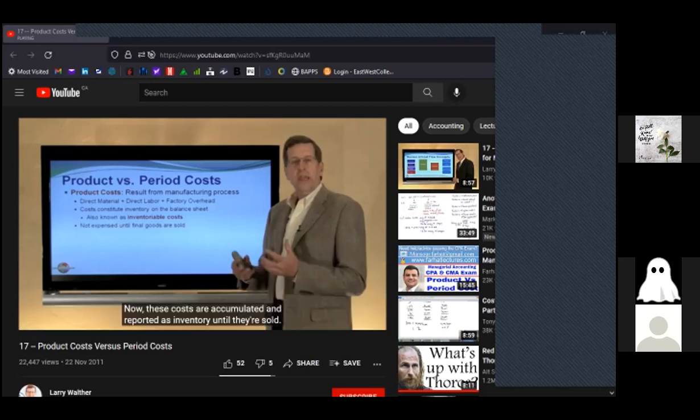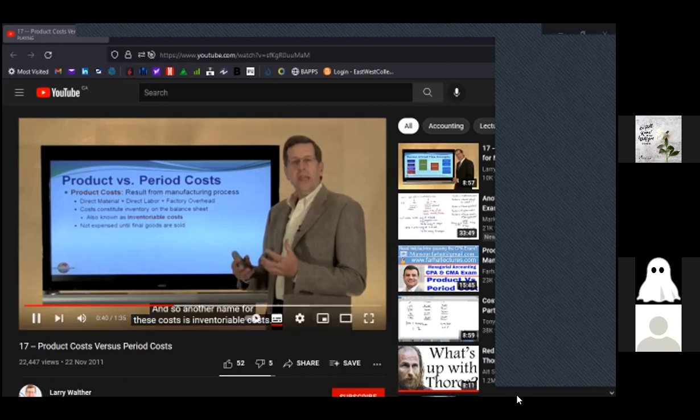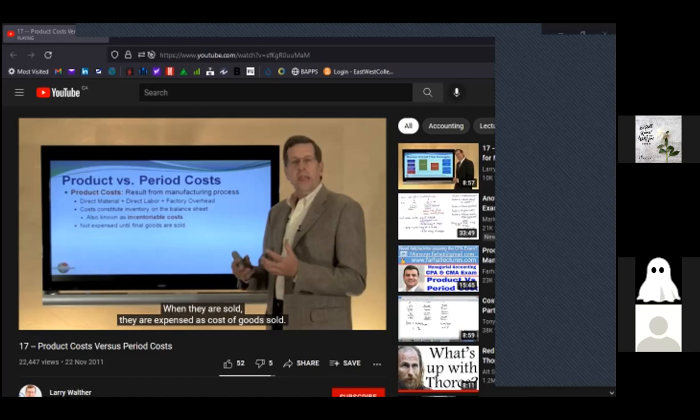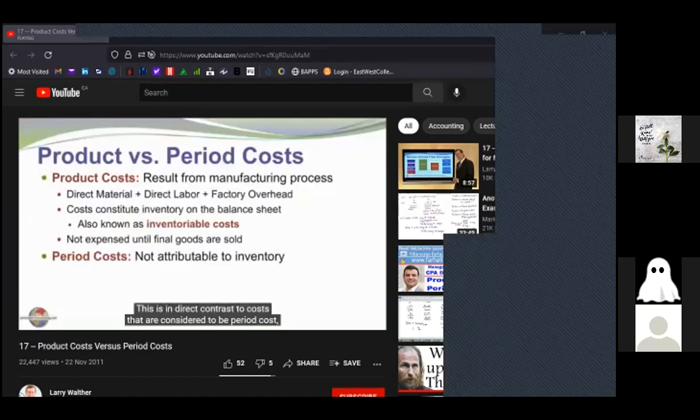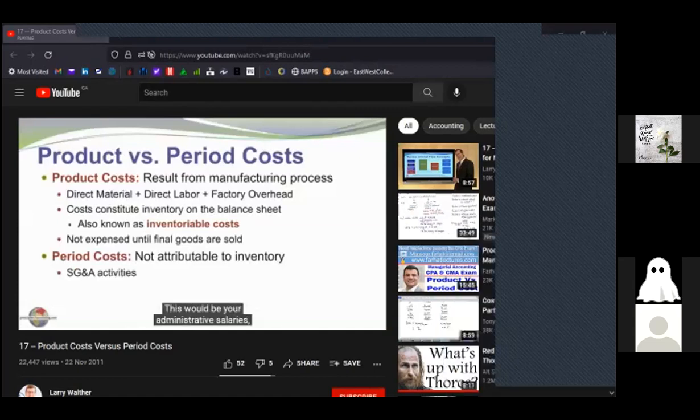And so another name for these costs is inventoriable costs. When they are sold, they are expensed as cost of goods sold. This is in direct contrast to costs that are considered to be period costs, those that are not attributable to the production of inventory. We typically call them selling, general, and administrative costs.